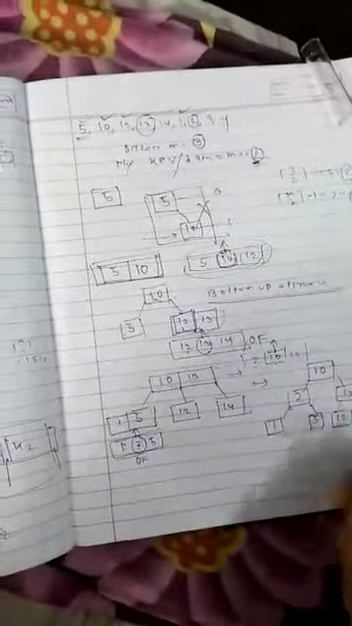Okay, so this arrangement is very easy. According to the increasing order you have to arrange. It is less than, then greater than, less than, greater than. According to the order you have to arrange this tree.